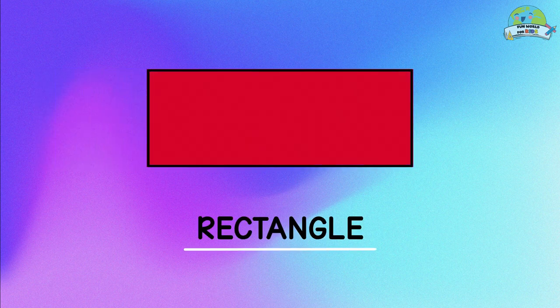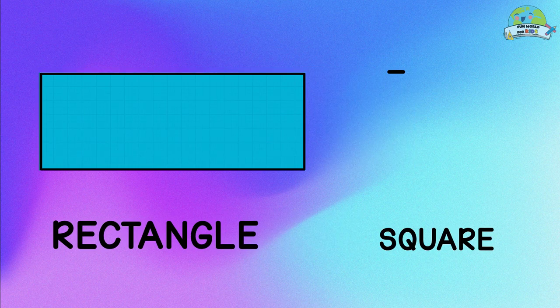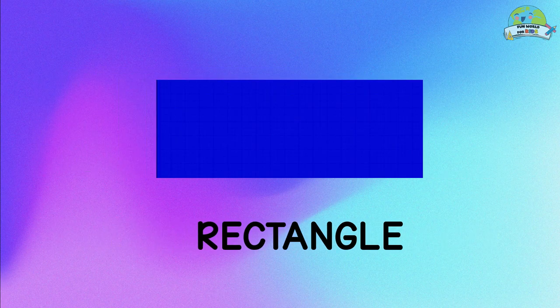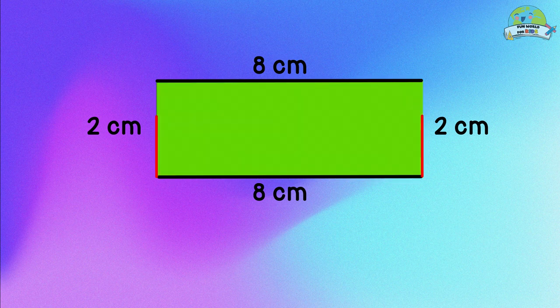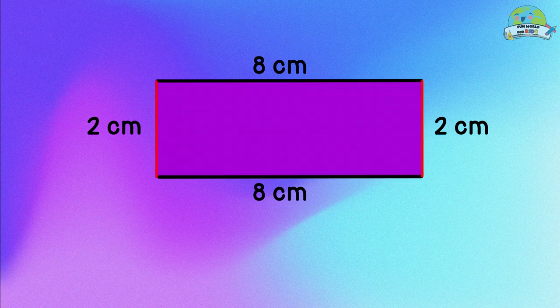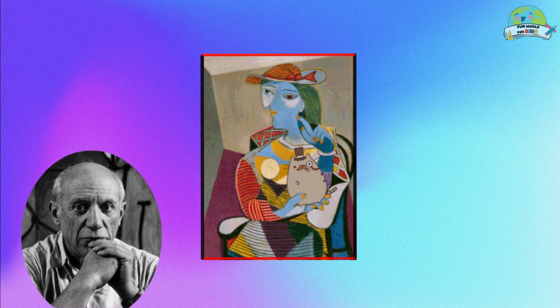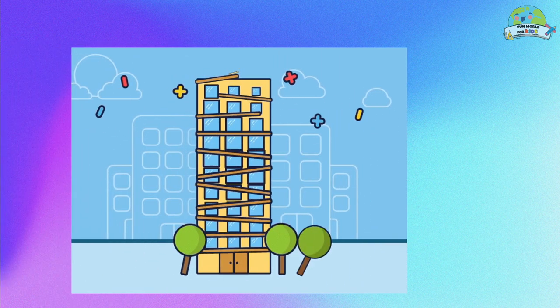Rectangle. This figure is very similar to square with four sides, but all its sides are not equal. Only the opposite sides measure the same. Remember that the rectangle has two sides longer than the other two. Like this Picasso painting. Or this tall building.